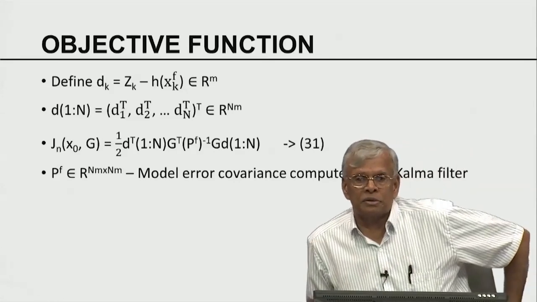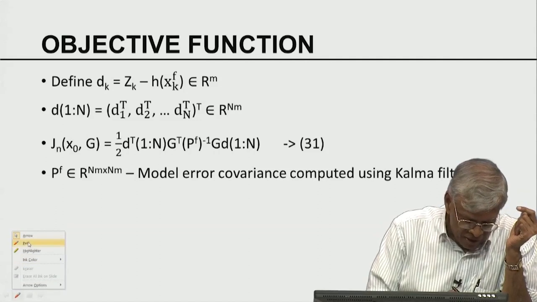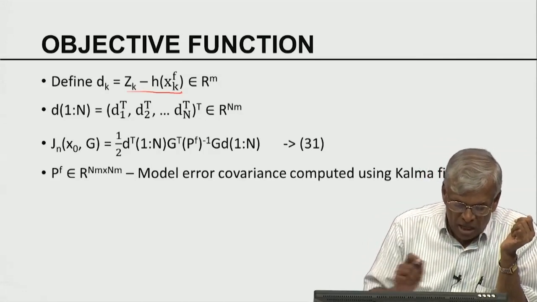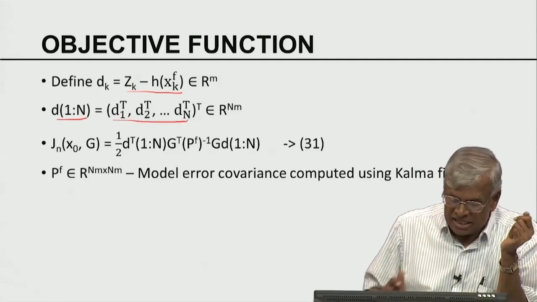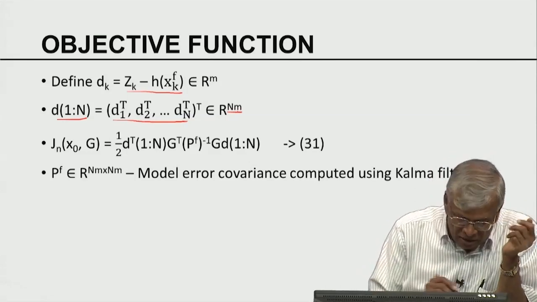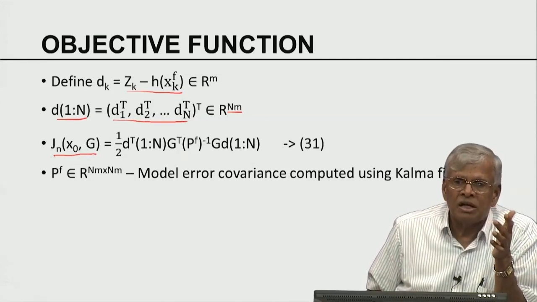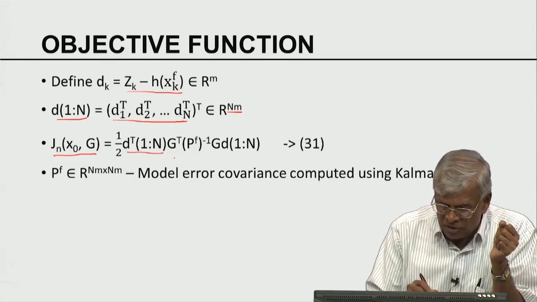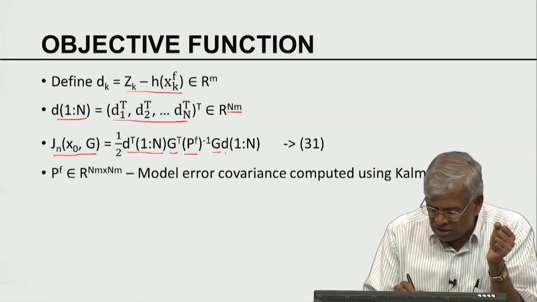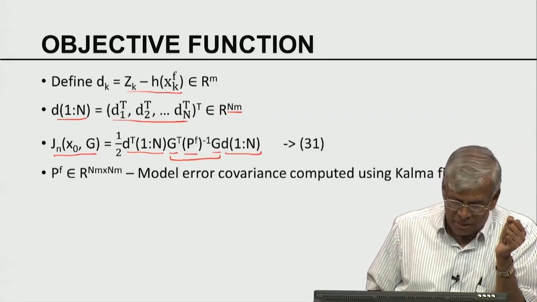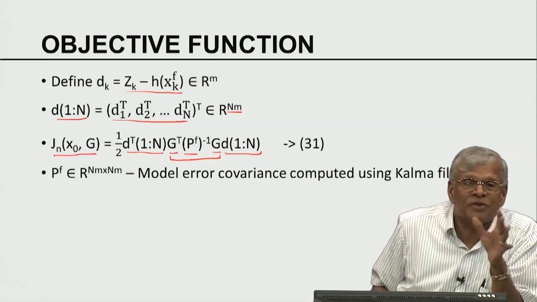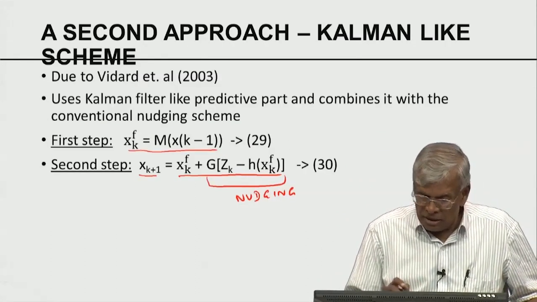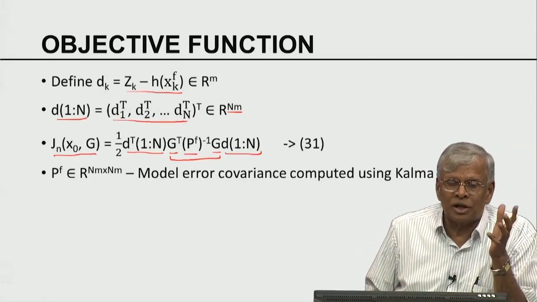So define d_k which is equal to z_k minus H of x_k^f, which is the innovation, the new information that z_k contains other than what the observation gives you. So d is the vector of such innovations, d is again a vector of size n_m. Now I am going to concoct J_N x_0 of G, J_N is called the nudging induced cost function. So that is equal to the transpose of this, G transpose P^f inverse G, d. So you can think of these three as part of the weight matrices. P^f is the forecast error covariance. So that is very similar to the one that comes in a 4D VAR like scheme. Here, because of the way that G appears in equation 30, 31 is a very natural way to consider a J function.